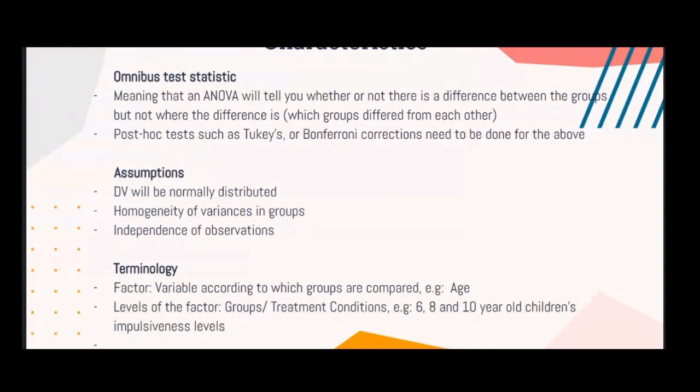So, for example, let's say that we want to test the effectiveness of a medication to reduce anxiety symptoms. And so we have, let's say, 30 people, and we randomly divide them into 3 groups of 10 each.